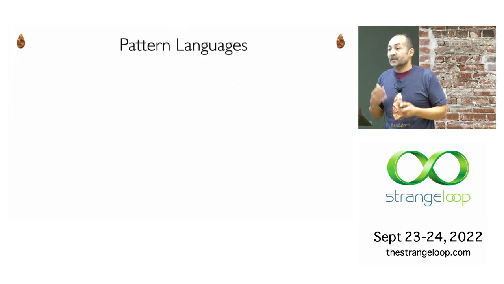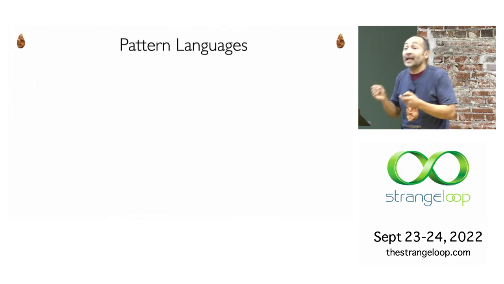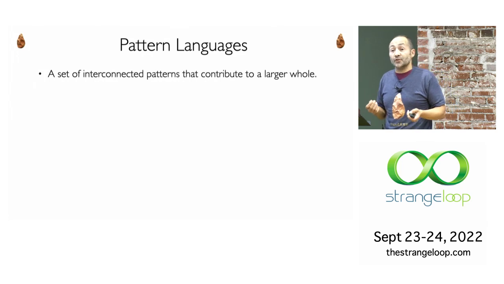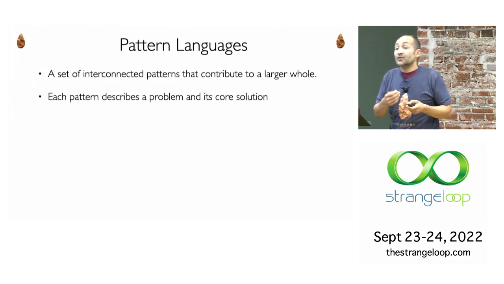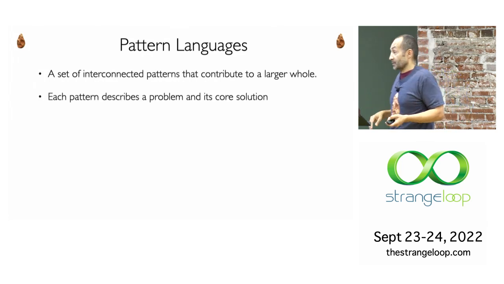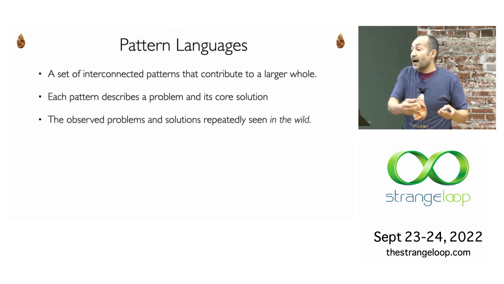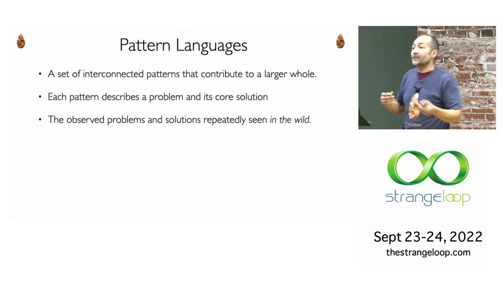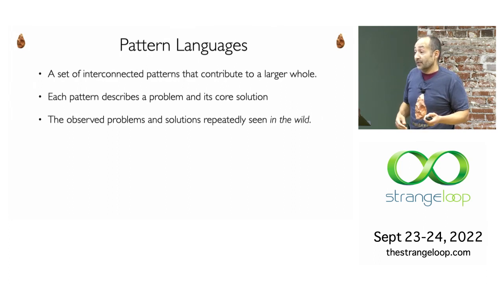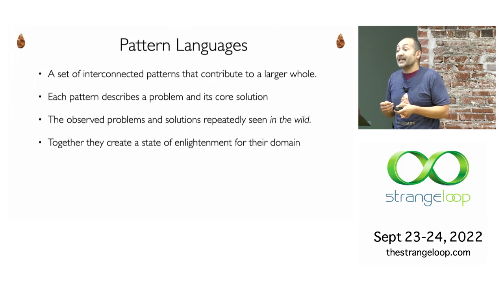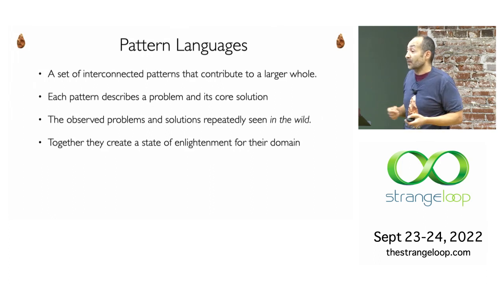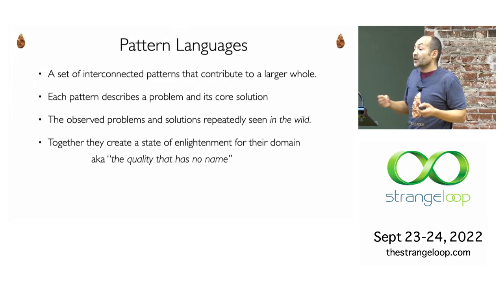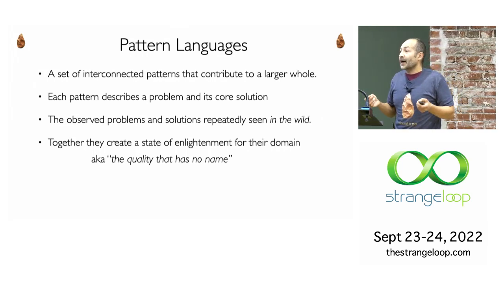All right, so let's cut to a pattern language, or pattern languages: a set of interconnected patterns that contribute to a larger whole. Each pattern describes a problem and a solution space. The observed problems and solutions come from the wild. Like, what have we observed people doing? What have we observed in architecture in a pattern language, for example? Together, they create a state of enlightenment for the domain. At least we hope so. And Christopher Alexander, of A Pattern Language fame, calls this a quality with no name. I like to call it the Quan.